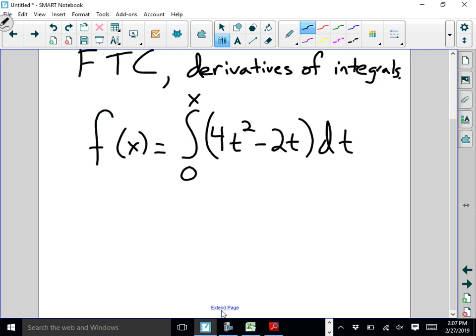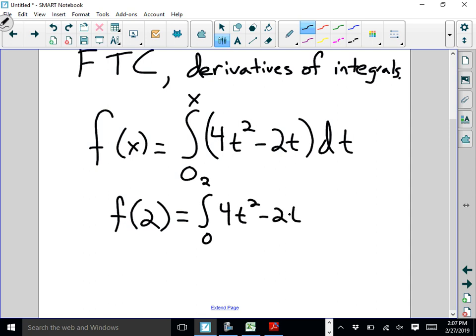So let me ask you a question first. What if I asked you to find f of 2? Well, f of 2 then, we would just plug in a 2 everywhere we see an x. So f of 2 would simply be the integral from 0 to 2 of 4t squared minus 2t dt. And then I could go ahead and do a definite integral. We know how to solve those, right? And we could figure out what f of 2 is.